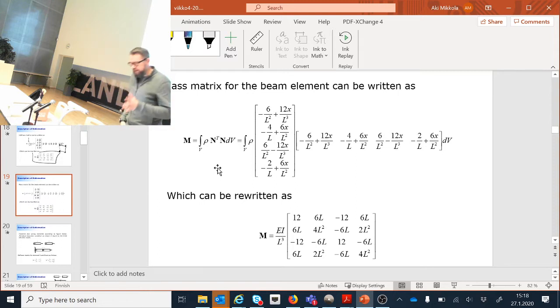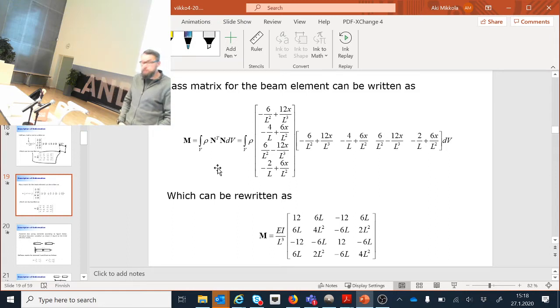Just before the break, I said that the shape functions are everything, and they really are everything. With the help of the shape functions, you can describe the stiffness matrix that tells you how you can describe the deformation within one element. Shape functions can also be used to describe inertial properties.